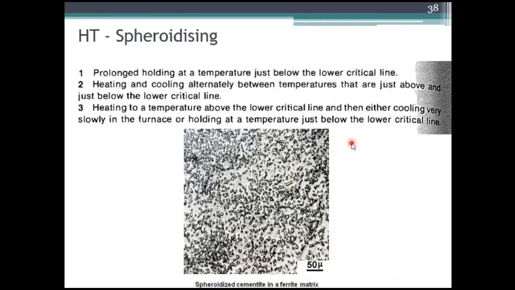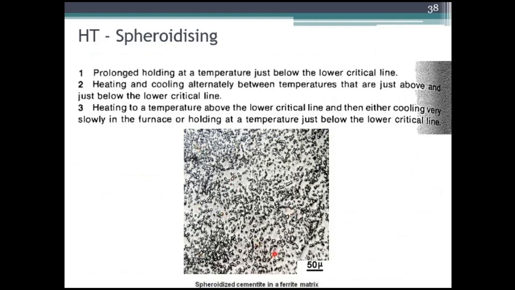That is heating to a temperature above the lower critical line, then cooling it very slowly in the furnace, then heating it again, then cooling it back to the lower critical line, heating it, cooling it, heating it, cooling it, and you will get this spheroidizing. This spheroidized cementite, which is shown in the figure, will be formed like this. The pearlite and ferrite combination will be like this.